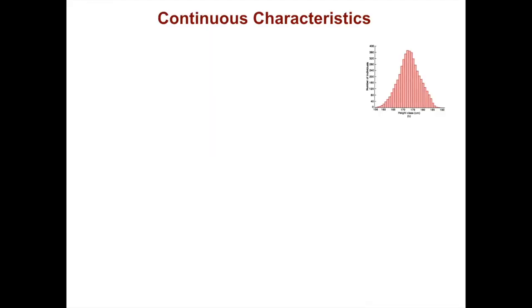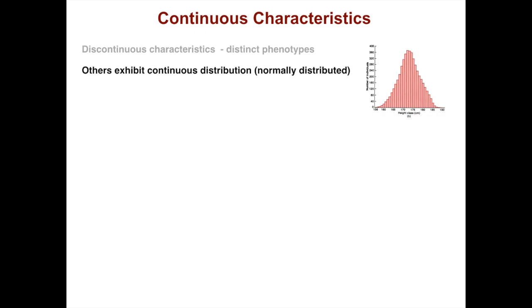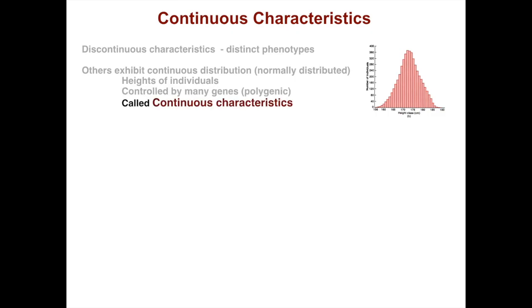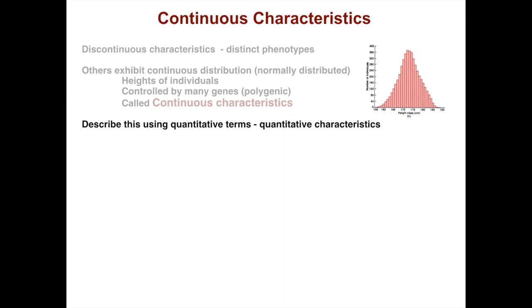Human height is an example of a continuous characteristic. So there are discontinuous characteristics that have distinct phenotypes. Others exhibit a continuous distribution, similar to the graph shown at the right. An example is the heights of individuals. This is controlled by many genes, so it's a polygenic trait. And this is called a continuous characteristic. You can describe these characteristics using quantitative terms, and these are quantitative traits.